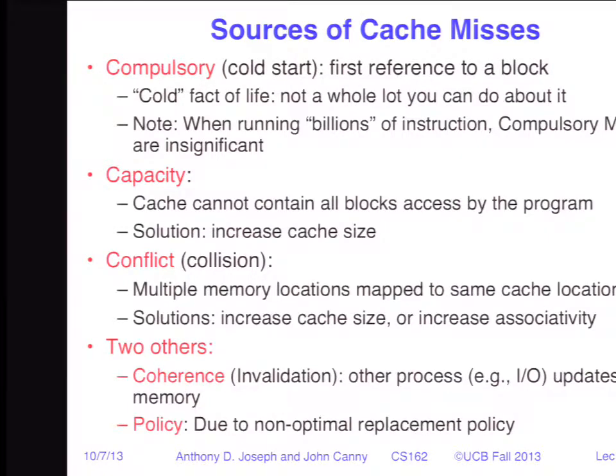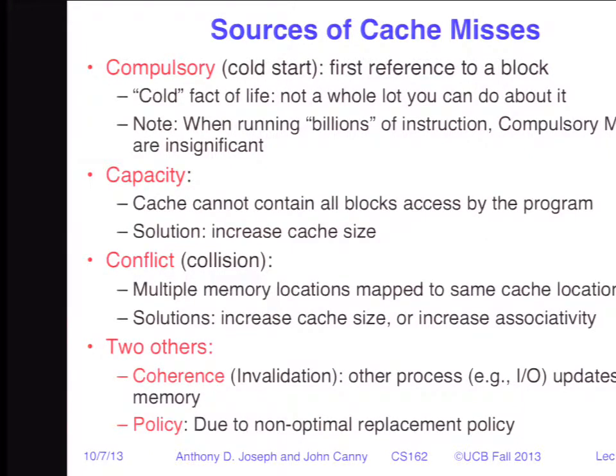The last one is a policy miss. This is where we pick the wrong item to replace when we have a capacity issue. We pick the wrong item because it gets referenced a short time later. An optimal policy would have picked something else to replace.